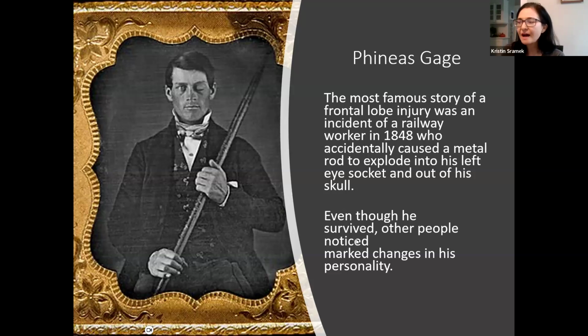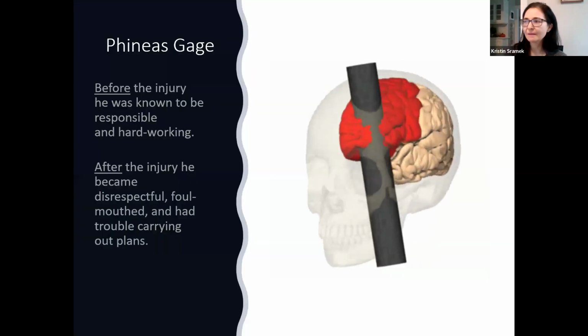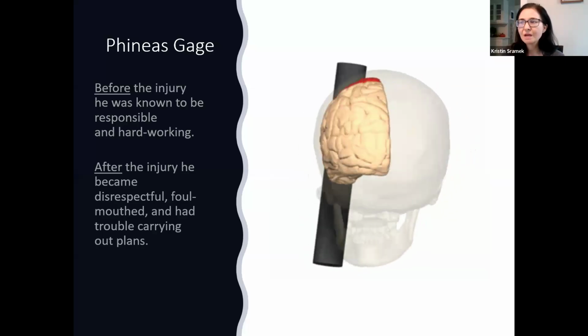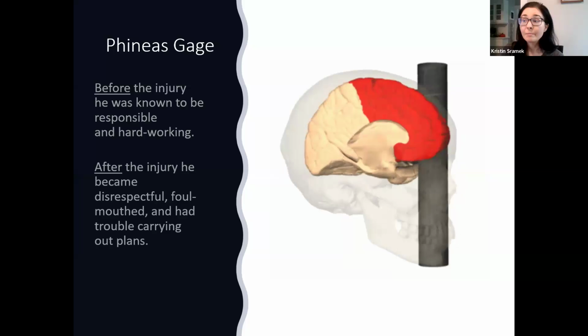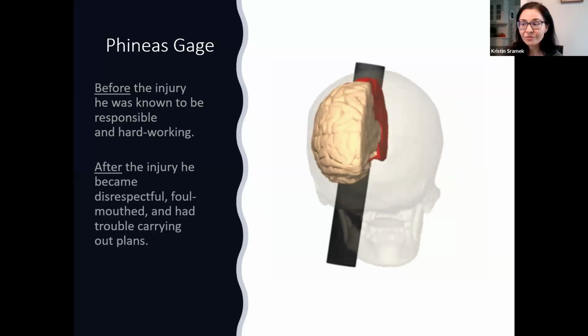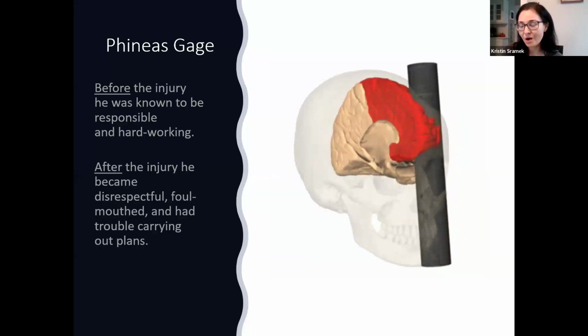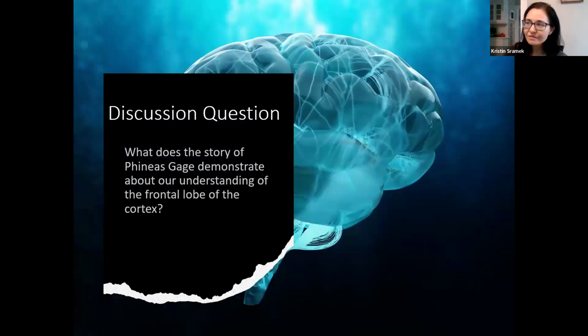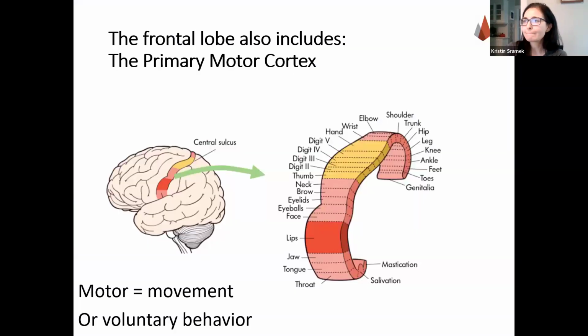But even though he survived, he ended up experiencing quite a few changes in his personality. So before the injury, he was known as being quite responsible and hardworking. But then after the injury, he became disrespectful, foul-mouthed, and he also had trouble carrying out plans. So if you think about this, how does this demonstrate what we know and understand about the frontal lobe? I ask you to consider that, and we'll talk about it on Wednesday whenever we meet up. All right, and then for the frontal lobe, we have some additional things.